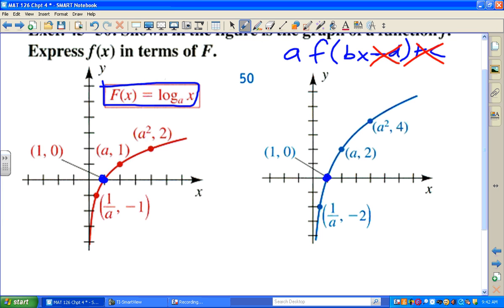Now, you have a possibility of a stretch. From 1 it goes to 2, and from 2 it goes to 4. So which number stretches it vertically 2 units? Is it A or is it B? It's A. B is a horizontal stretch and compress. So the answer would be f of x equals 2 log base A of x. Everything is stretched by a factor of 2. Remember, you can move things left and right, up and down, stretch them vertically, horizontally, wherever you need to. Moving on.